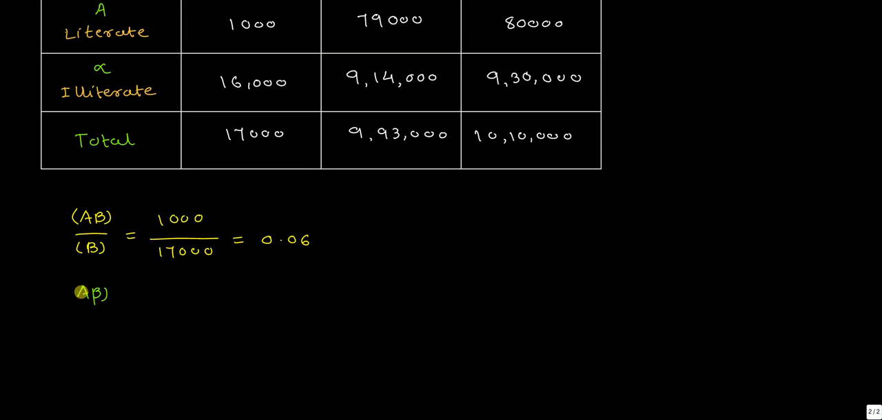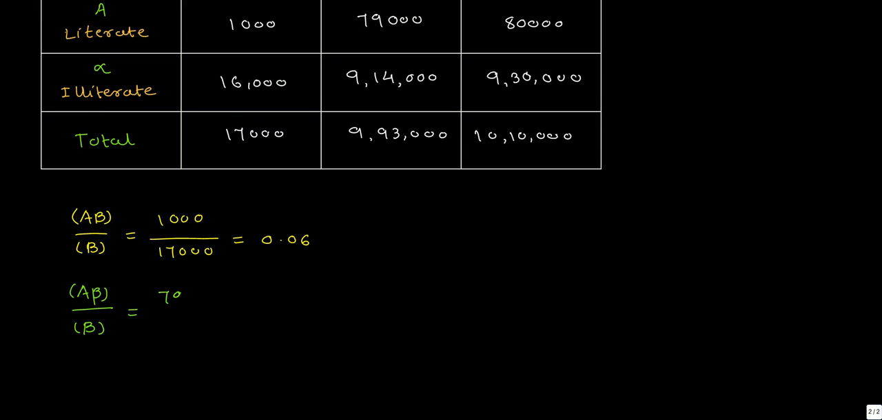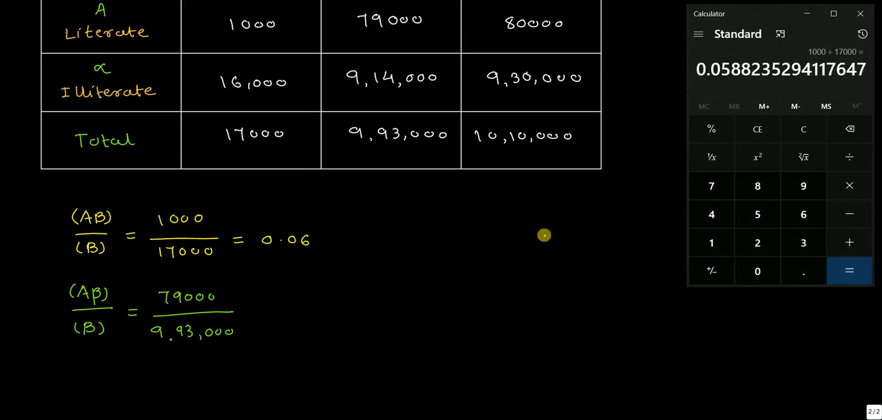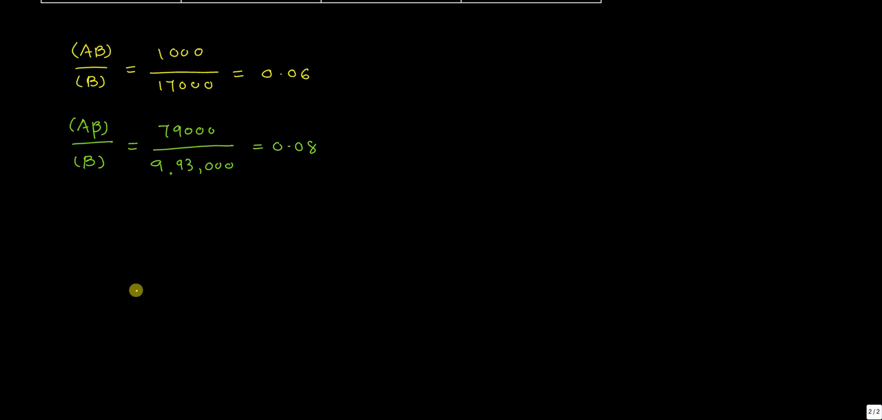Similarly, find out A beta upon beta. A beta upon beta is equal to A beta, 79,000, divided by 9,93,000. 79,000 divided by 9,93,000 is 0.08. Okay, so AB upon B is less than A beta upon beta.